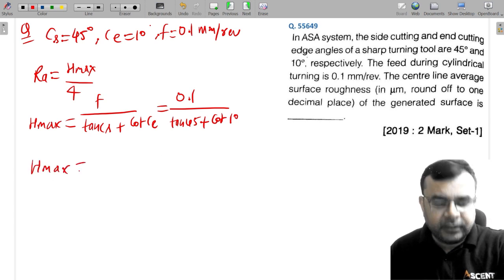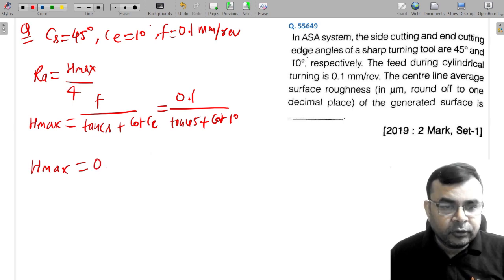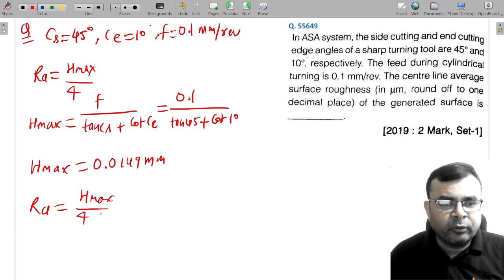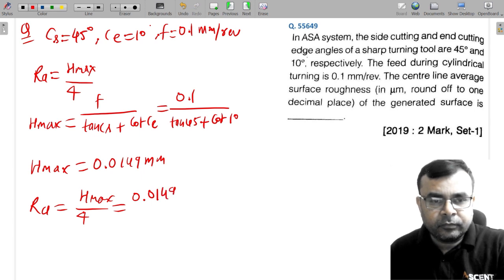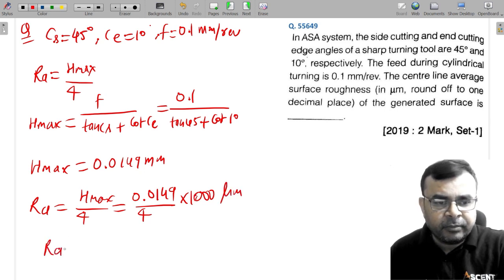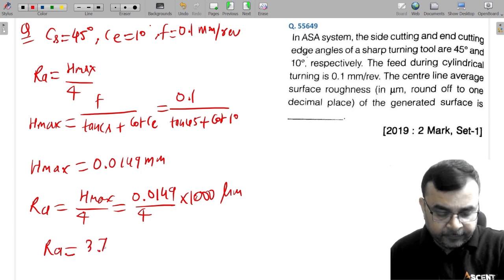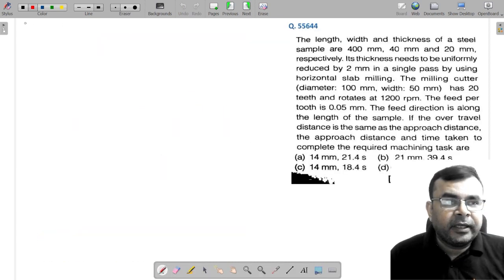So after simplifying this, here I am getting H max is equal to 0.0149 millimeter. So what about RA? RA is nothing but this is H max by 4. So this is 0.0149 by 4. So this is in millimeter. So if I multiply with 1000, that we get this value in micrometer. So after simplifying this, here I am getting 3.74 micrometer. So this is the right choice. Okay, so let's see another question.